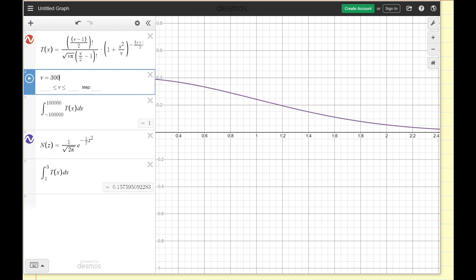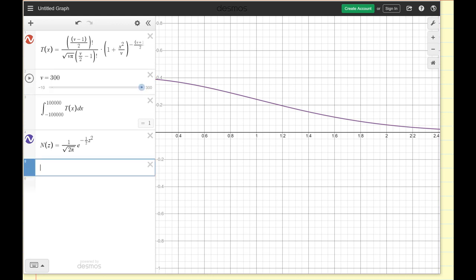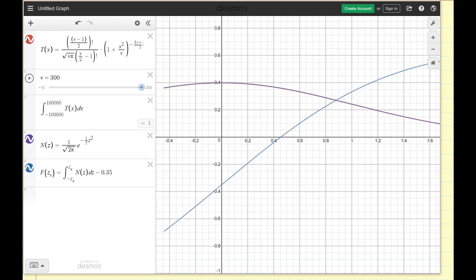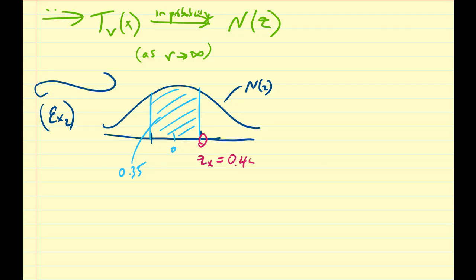So let's get rid of these integrals since they're not really useful to us now. I'm going to define a new function, f of z of x. And this is going to be equal to the integral from minus zx to zx, since we're on a symmetric interval of interest, of the standard normal distribution n of z dz, minus, and we want that area to be equal to 0.35. So we get this as 0.4538.